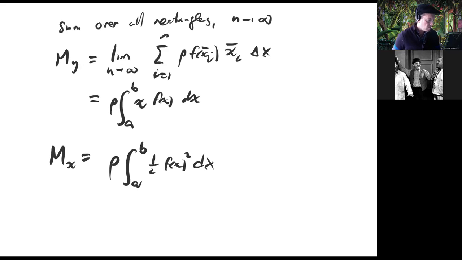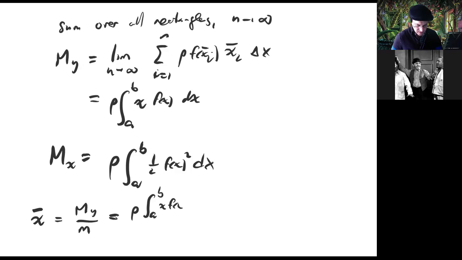Okay, so why did I do this? Because I want to get the centroid of the plate, so we have to take x bar, which we know to be M sub y over M, and this would be the integral of rho, the integral from a to b of x f of x dx.